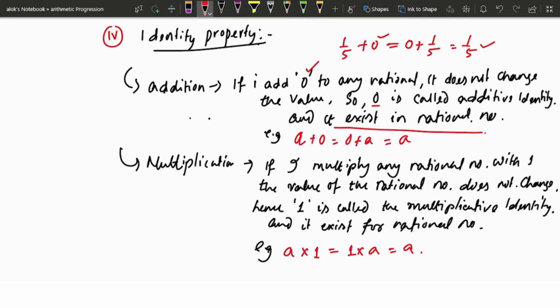And similarly for multiplication, if I multiply any rational number with 1, it doesn't change the value of that rational number. Okay, so it doesn't change the identity of the rational number. So we say this 1 is the multiplicative identity. Like for addition, 0 doesn't change the identity of 1 upon 5. The identity of 1 upon 5 still remains after the operation with 0. So we say 0 is the additive identity and 1 is the multiplicative identity.